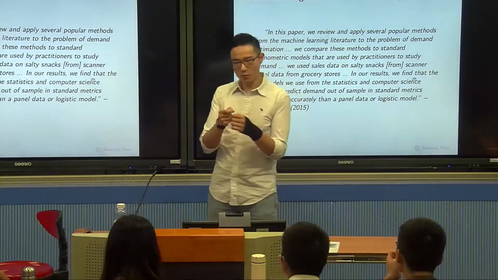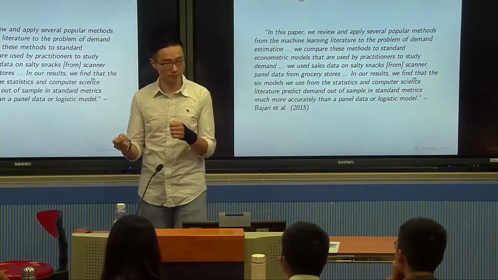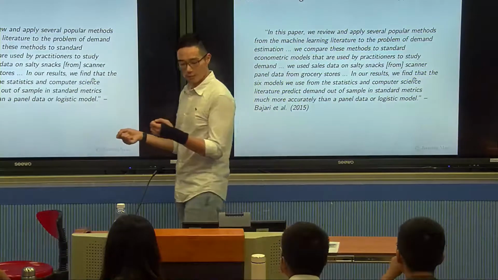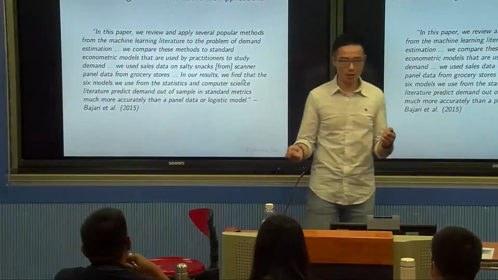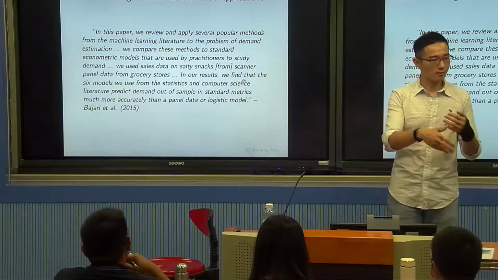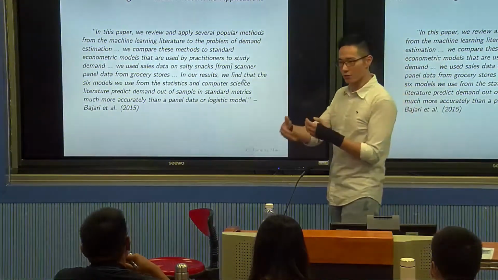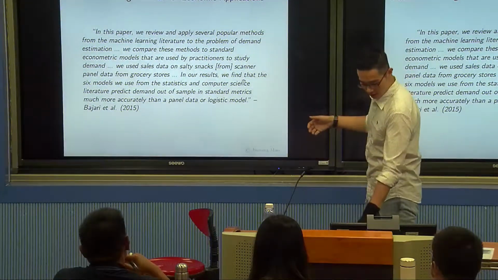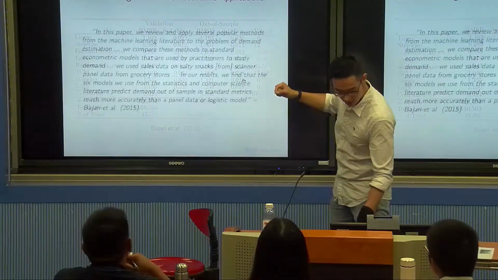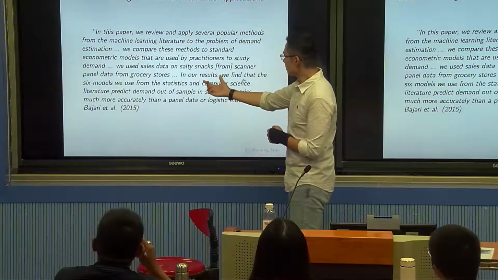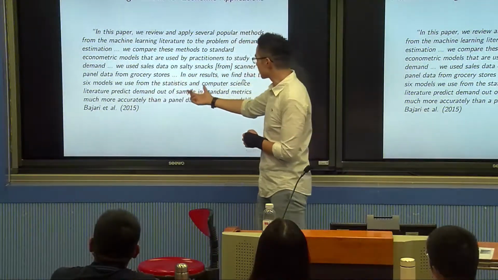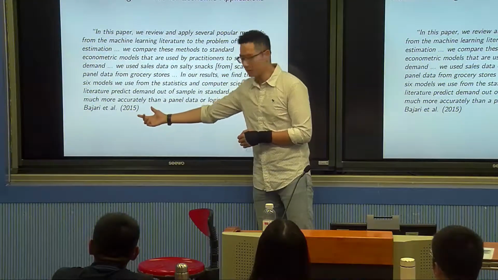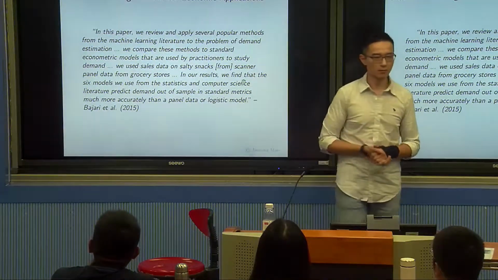What they did is essentially a simple demand estimation. Traditionally in economics, how do people estimate demand? People use logistic models, and panel data models. What they do is say, let's try some machine learning models, compare the machine learning results with traditional econometric models, and see how well they perform. If you have time, you can look at this later, but here's the main conclusion: in our results, we find that the 6 models we use from statistics and computer science predict demand out of sample in standard metrics much more accurately than a panel data or logistic model. Okay, so that's a logistic model. That's what they say.